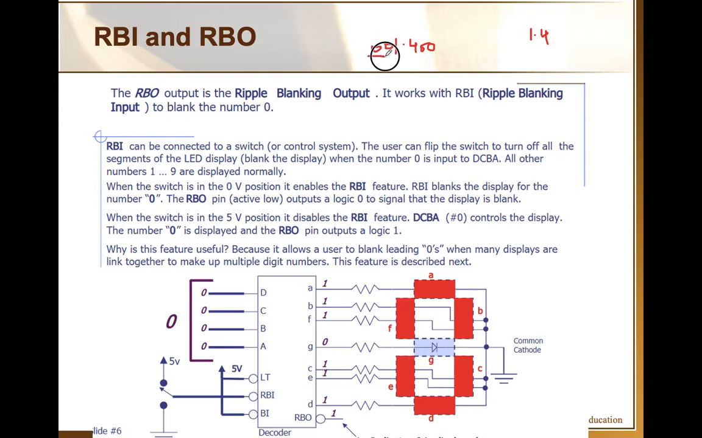Now these are called leading zeros, and these are your trailing zeros. We don't want the number to be displayed like that. So this is called zero suppression, leading zero suppression and trailing zero suppression. Basically this will be achieved using RBI and RBO.